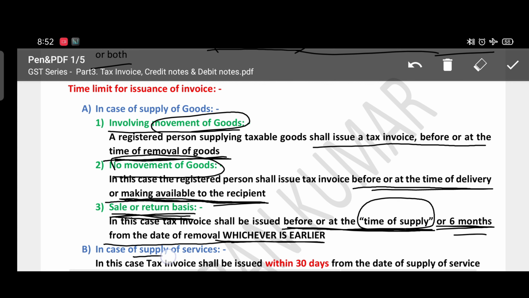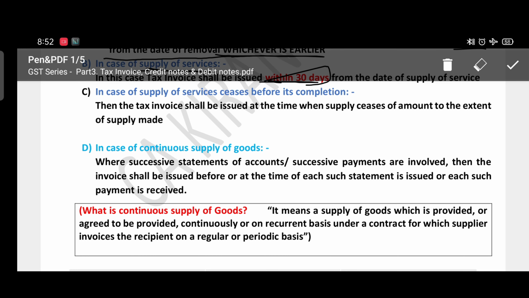And in case of supply of services, the tax invoice shall be issued within 30 days from the date of supply. In case supply of services ceases before its completion, suppose the contract is for 1 year, but within 6 months the supply of services ceases before its completion, then the tax invoice shall be issued at the time when the supply ceases, to the extent of supply made.